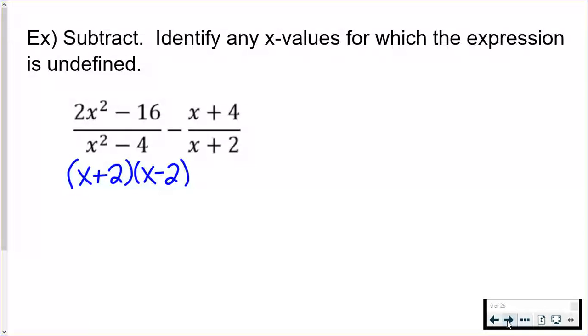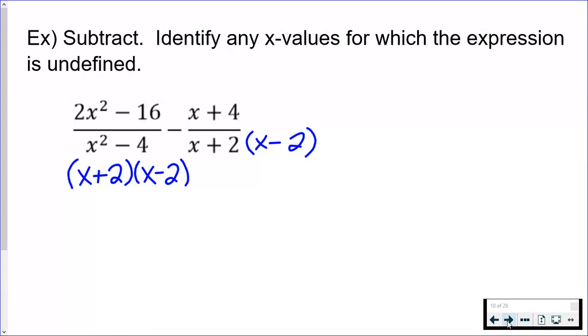So if I want a common denominator, I want to choose one that I can turn both of them into. So if one of them is x plus 2, x minus 2, and the other one is just x plus 2, if you look at that second denominator, the only thing it's missing is the x minus 2. If it had an x minus 2, it would match. So why not multiply an x minus 2 into that denominator, and now I have a common denominator.